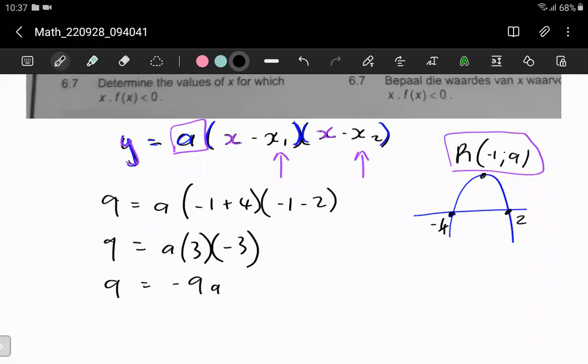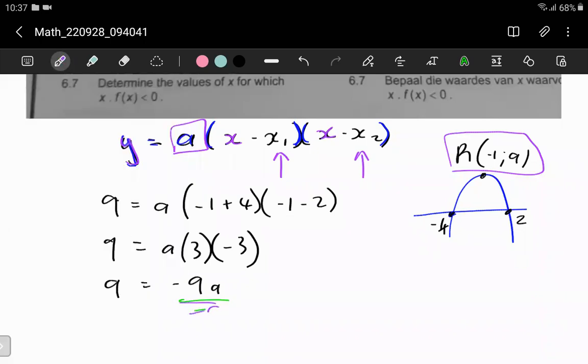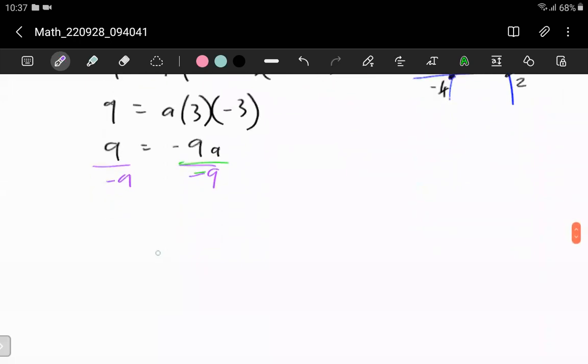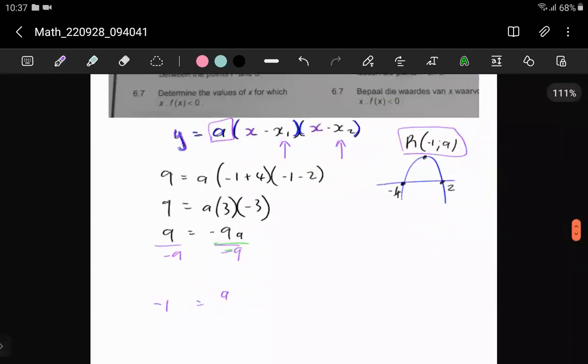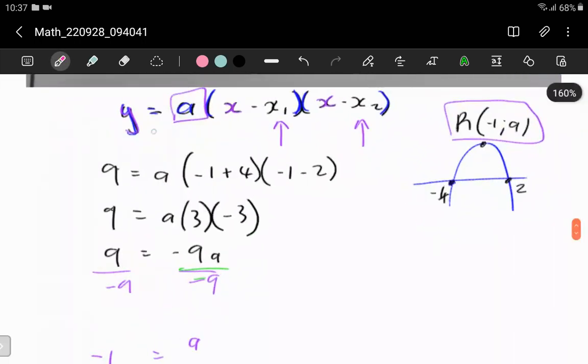And then divide both sides by negative 9. That's going to give you a is negative 1. So what that does is it allows you to put the a value into your original equation here. Then you can just multiply out the brackets, with x and y as x and y. This is what you will have: negative 1 times x plus 4 and x minus 2.